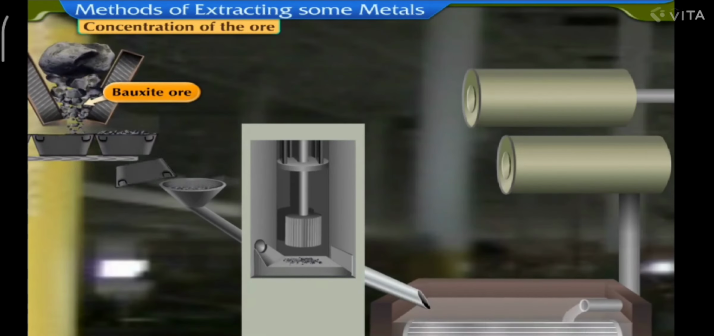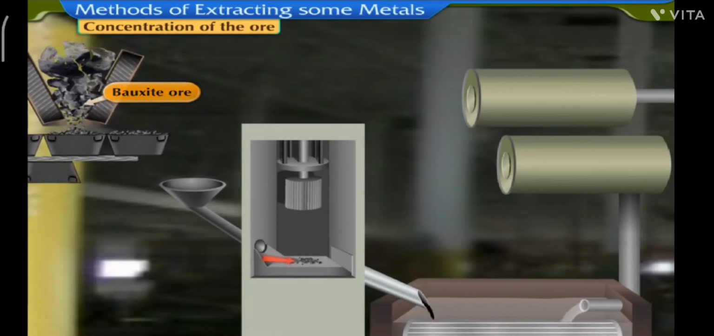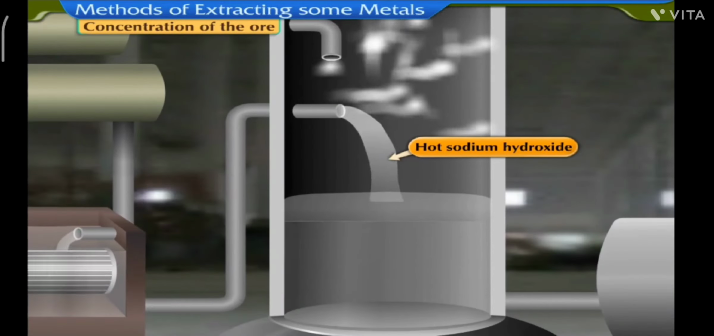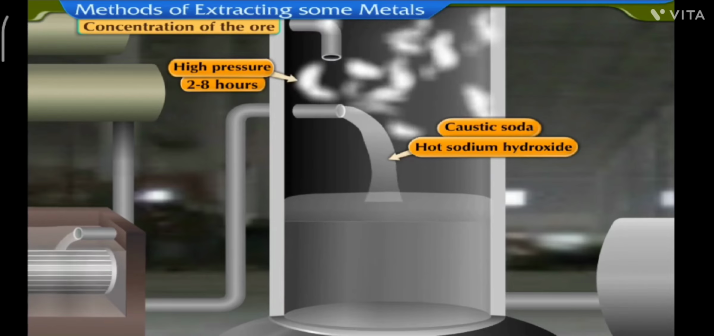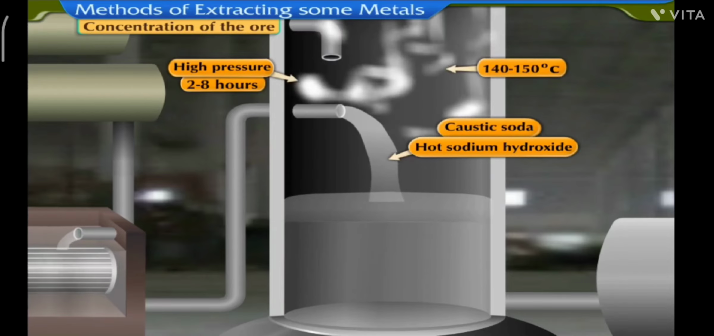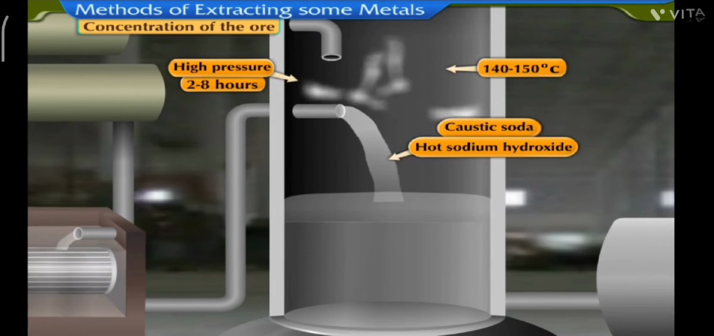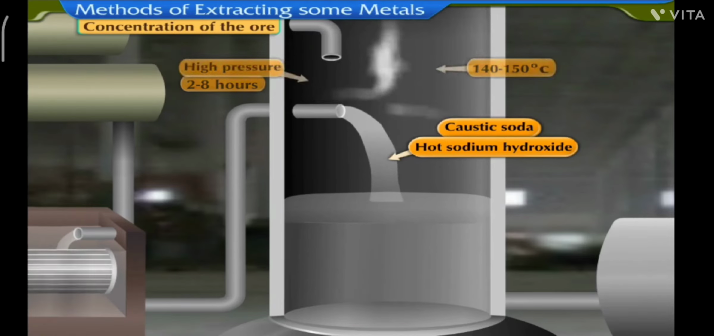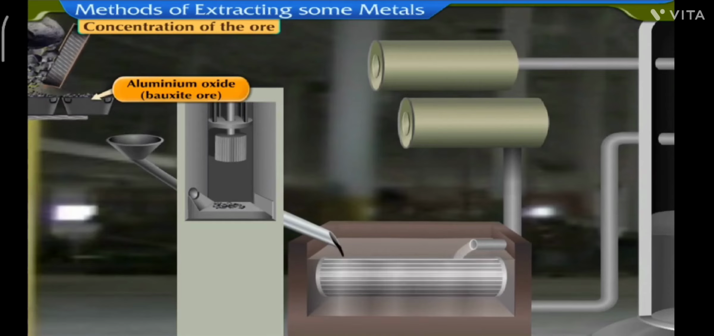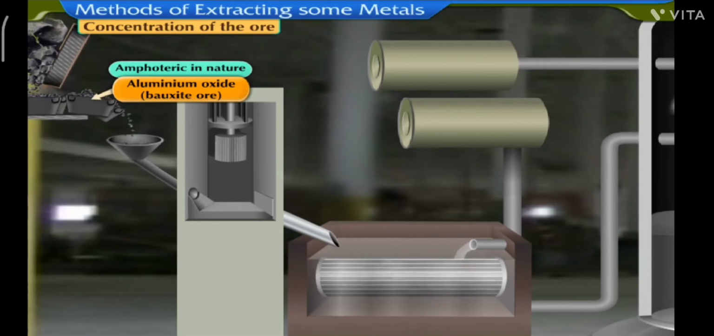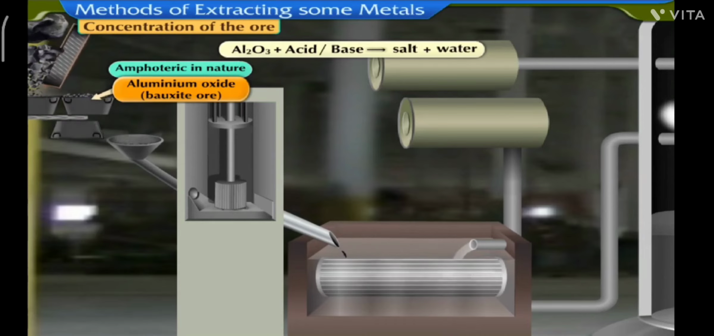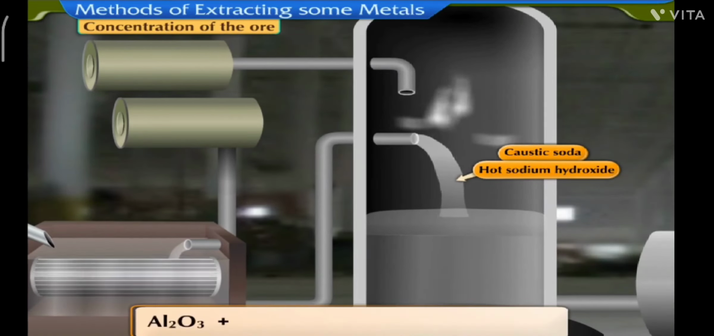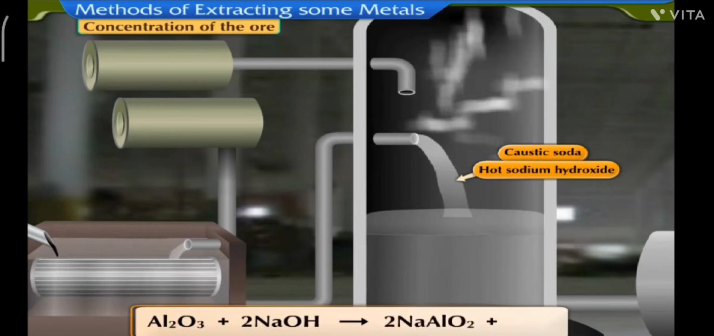In this method, the bauxite ore is first crushed and treated with hot sodium hydroxide or caustic soda under high pressure for about 2 to 8 hours and a temperature of about 140 to 150 degrees Celsius, and is carried out in a tank called a digester. Aluminium oxide of the bauxite ore is amphoteric in nature, that is, it can react with an acid as well as a base to form salt and water. It therefore reacts with aqueous sodium hydroxide and dissolves in it to form water-soluble sodium aluminate.